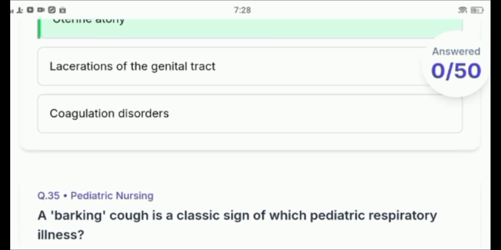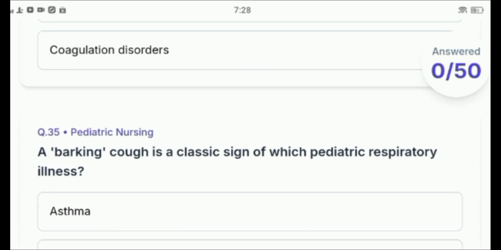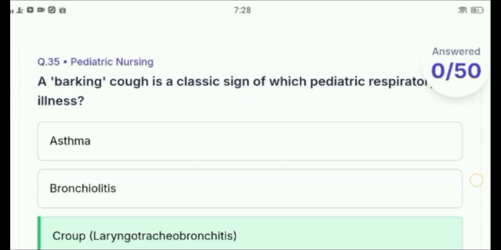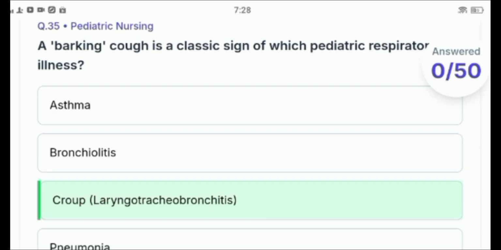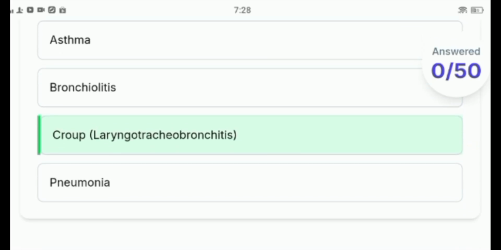Uterine atony. 35. Pediatric nursing. A barking cough is a classic sign of which pediatric respiratory illness? A. Asthma, B. Bronchiolitis, C. Croup, and D. Pneumonia. So the correct answer is croup.